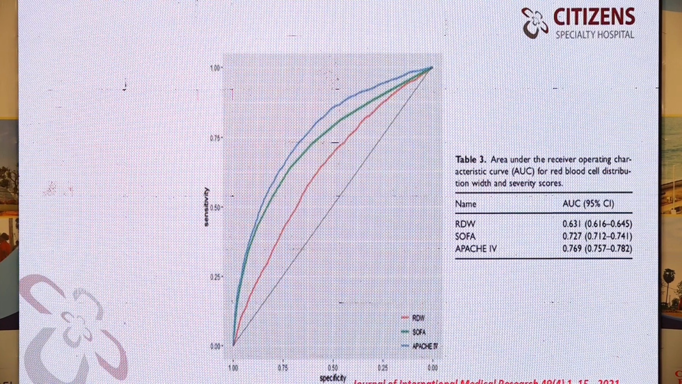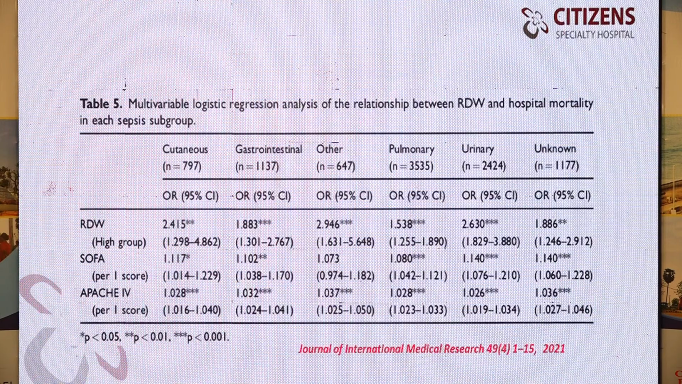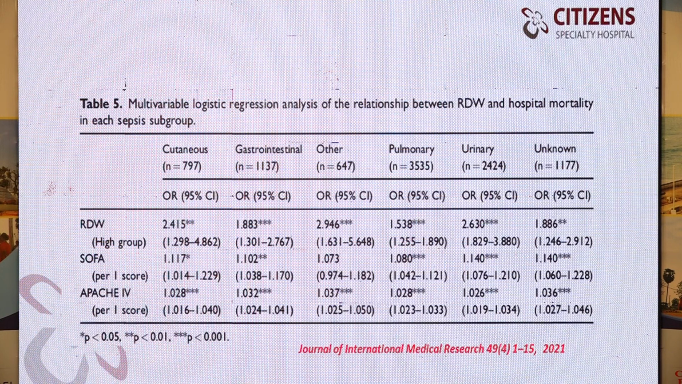Here, the area under the curve for RDW is 0.631, which is less than SOFA and Apache, but almost comparable. Here again they analyzed sepsis by different types: cutaneous, GI, pulmonary, urinary, and unknown causes. They found that again in all these conditions, only three factors, RDW, SOFA, and Apache 4, proved to be associated with mortality.